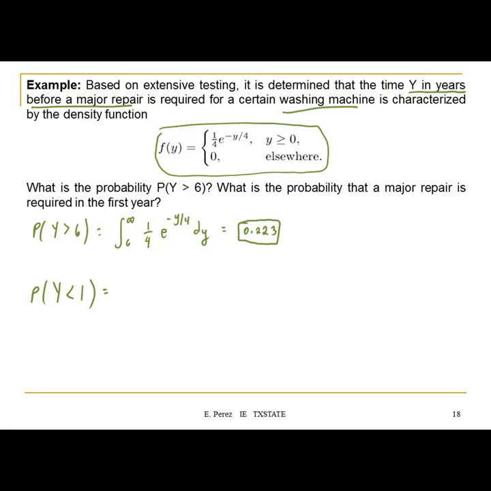And you know your function is defined for y greater or equal to 0. So your integration will go from 0 to 1 of 1 over 4 e to the minus y over 4 dy. And this is 0.221. Those probabilities are about the same. It's very interesting.